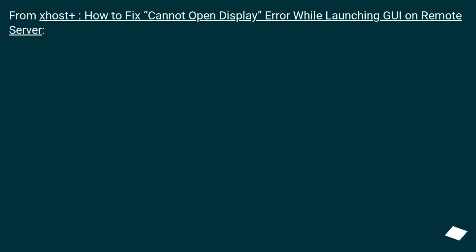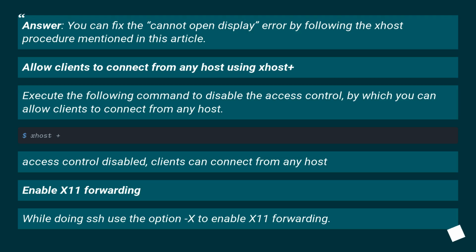From the Linux article: how to fix the "cannot open display" error while launching a GUI on a remote server. Answer: you can fix the "cannot open display" error by following the procedure mentioned in this article. Allow clients to connect from any host using xhost +. Execute the following command to disable access control, by which you can allow clients to connect from any host. Output: access control disabled, clients can connect from any host.